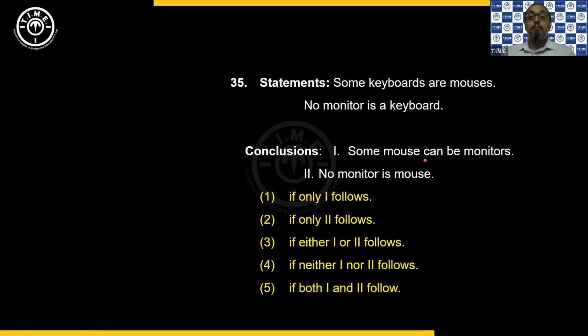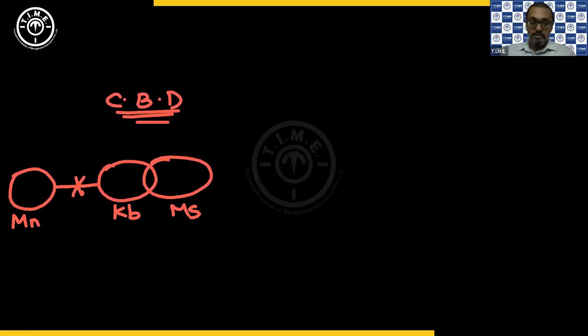Look at the first one, some mouse can be monitors. Now can be is another way of giving a possibility. So some mouse can be monitors. Can mouse and monitors overlap? Means if I take the monitor circle and overlap it with the mouse circle like this, is it allowed?